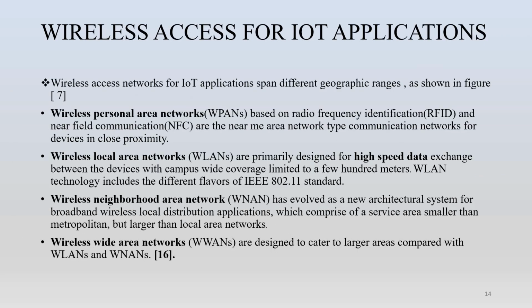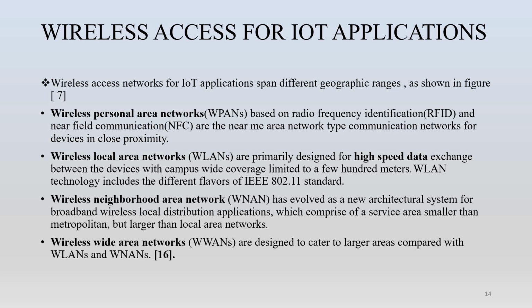So coming to the next part, the wireless access for IoT applications. Wireless access networks for IoT applications span different geographic ranges, as shown in the figure that will be discussed in the next slide. So before that, let me explain the four parts: wireless personal area networks, wireless local area networks, wireless neighborhood area networks, and wireless wide area networks.